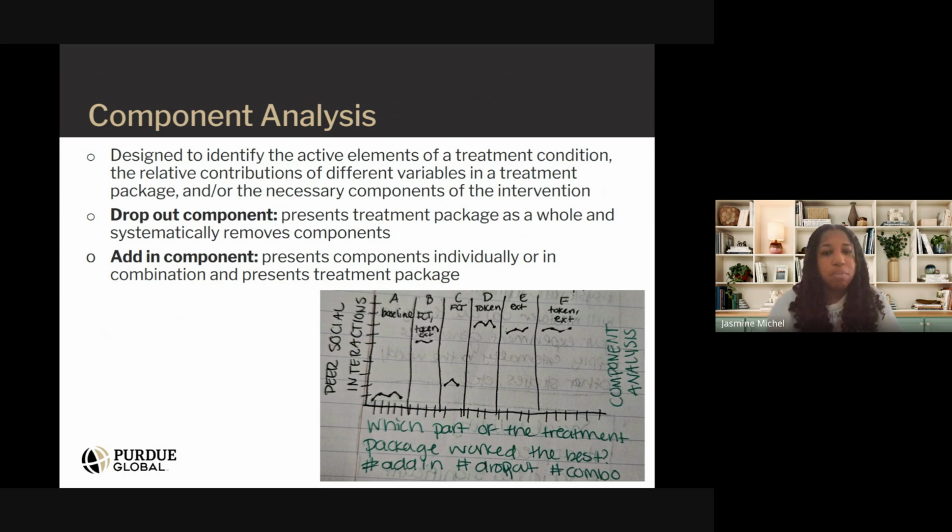Now, as you can see from this graph, token economy works best with this client for peer social interaction just because it is the highest out of all of them. So in this case, it's also an add-in component. You're presenting components individually, or you're also presenting them in combination. So like I said, FCT, token, and extinction, and that's what it is.